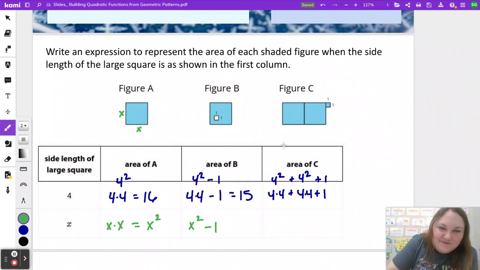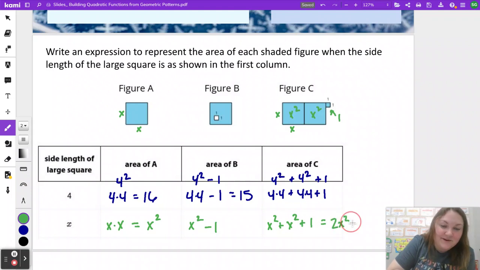And then for this final one, if each of these sides is X, that means the area of this first one is X squared, the area of the second one is X squared, and the area of that one is still 1 because I do have the dimensions of that one. So I could write X squared plus X squared plus 1, or you can simplify that. X squared plus X squared is 2X squared plus 1. Both of those would be correct.